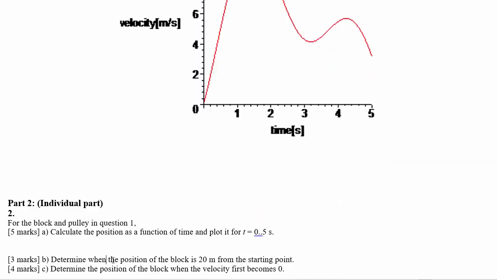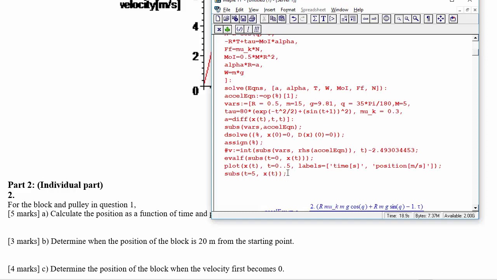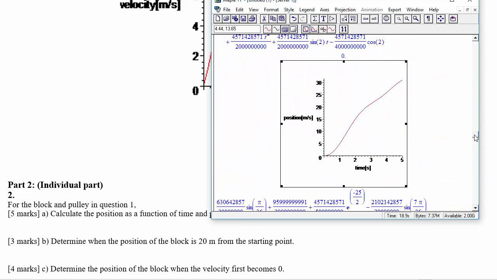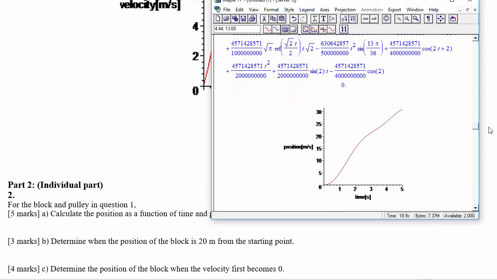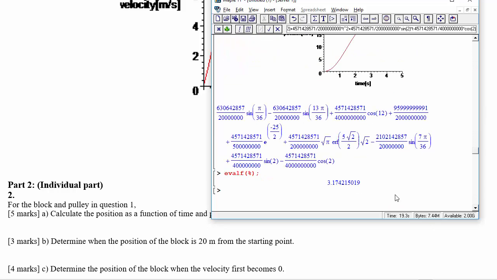Then they wanted us to determine when the position of the block is 20 meters from the starting point. Let's see how we would do this in both programs. Here the strategy diverges a little bit. So in Maple, once we have found an expression for the position, we can do it a couple of different ways. You can zoom in on this plot around where you think it should be 20. So let's suppress a lot of this output that was taking up the screen real estate there.